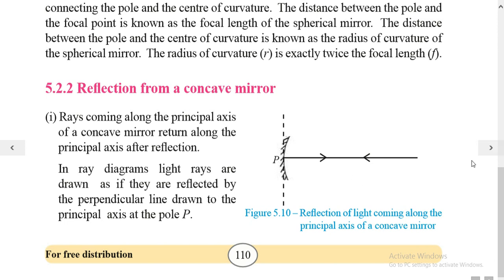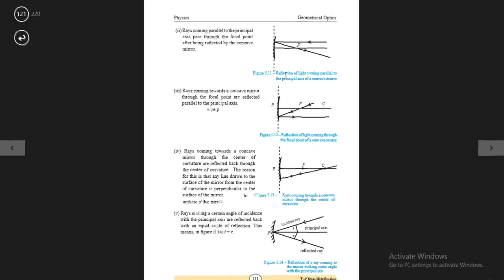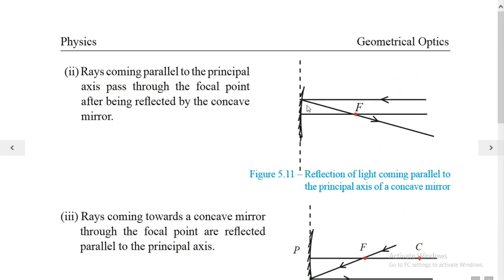The second type is a light ray coming forward to the concave mirror and incident on the mirror parallel to the principal axis. Then after being reflected, it travels back and passes through the focal point, through F. This is the second type.